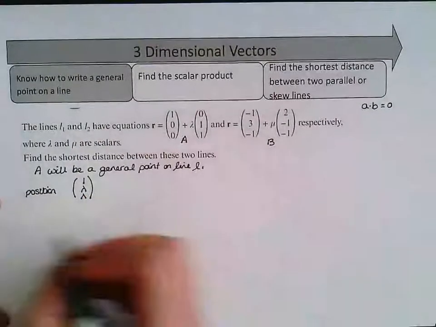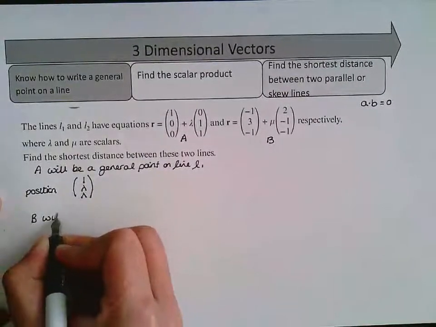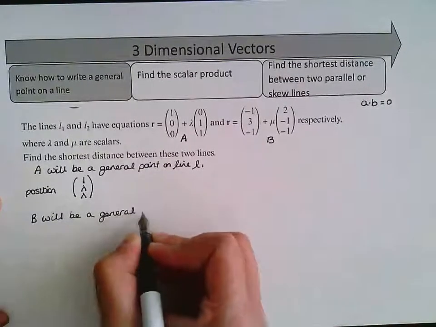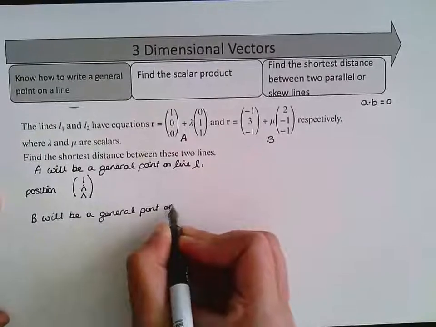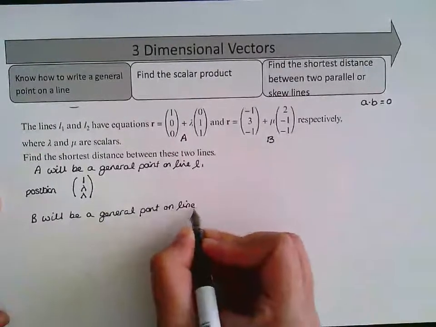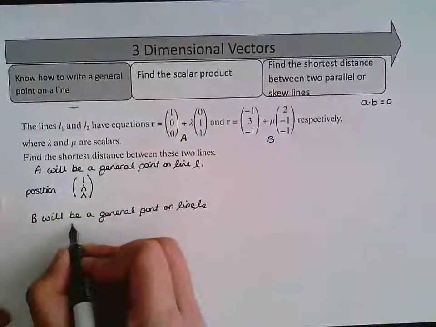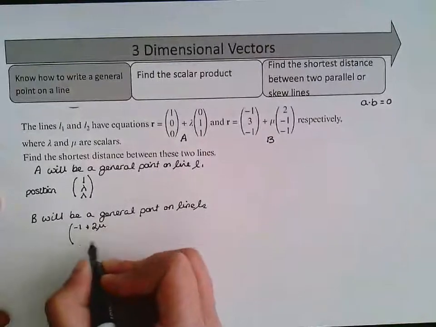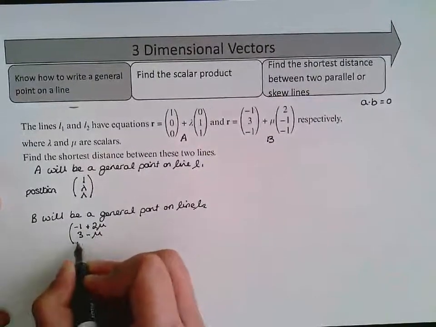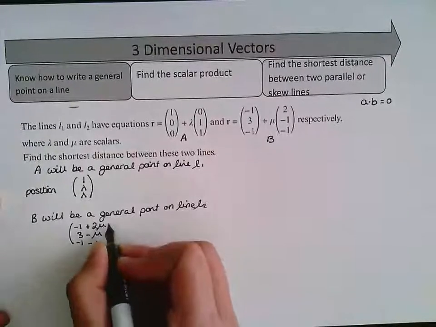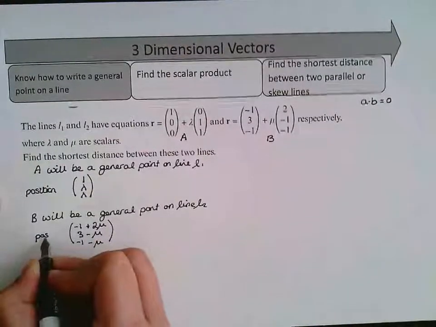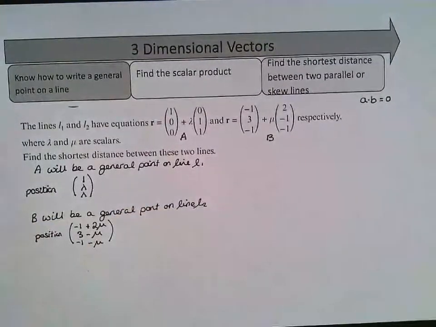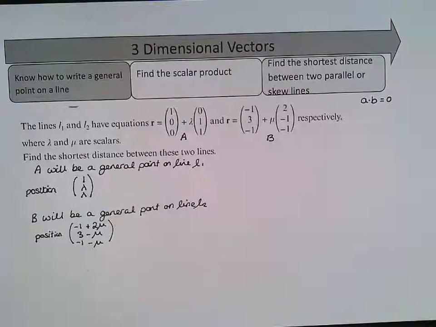And we'll do the same. B will be a general point on line L2. So looking at this line, it would be minus 1 plus 2 mu, 3 minus mu, minus 1 minus mu. Now the key thing is these are both positional vectors. So this is the vector from the origin, a point from the origin to the line. So these are like coordinates.